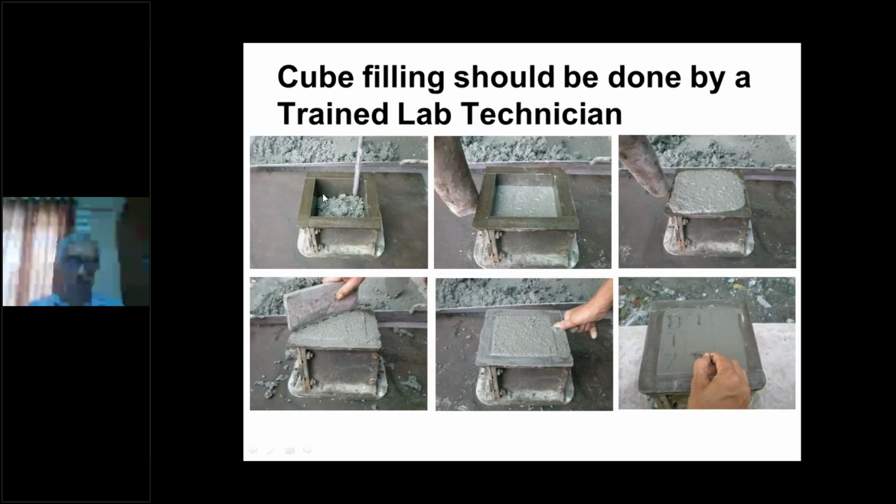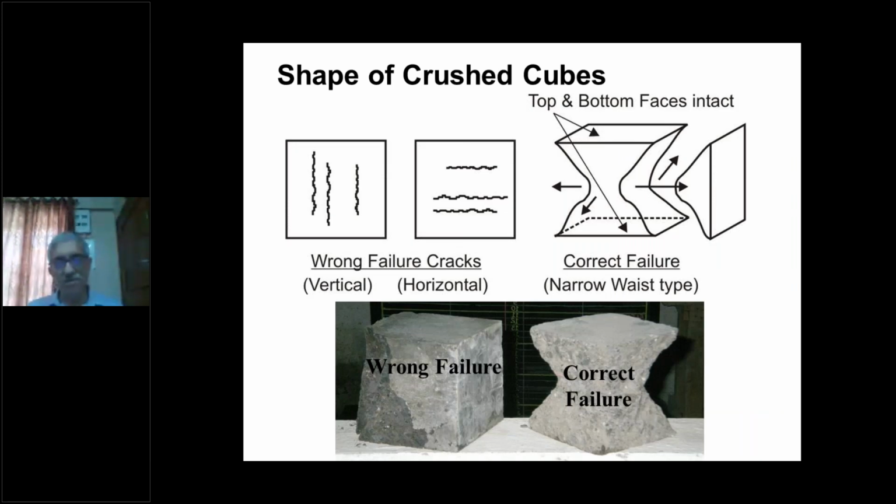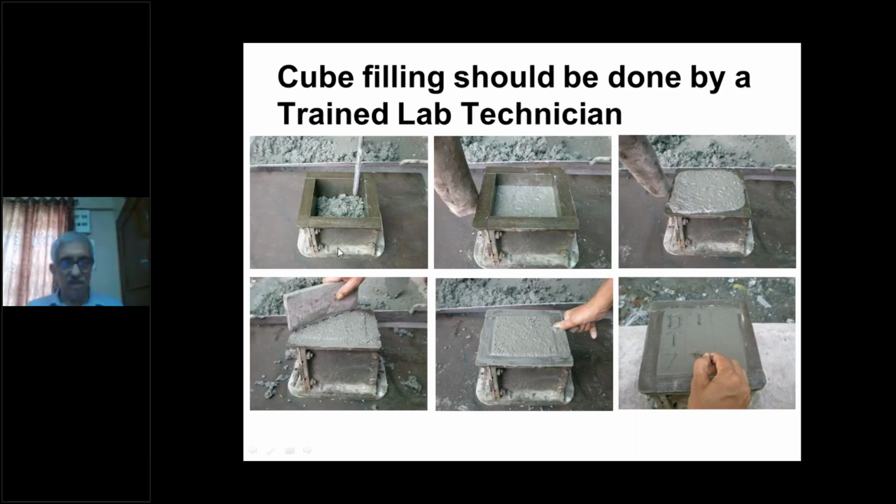The cube looks like this. You can use a 100 cube, sorry, or you can use a 150 cube and fill the cube in a systematic way, rodding the corners, rodding it in the center, and also putting in 3 layers. At the top layer you finish and do some marking on it, indicating for which structural member you have cast that cube.